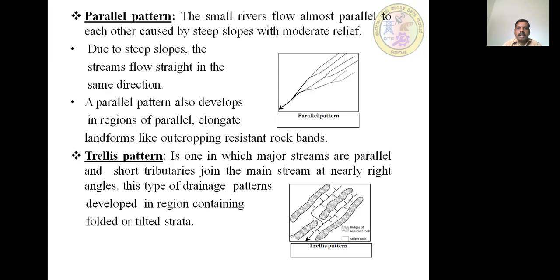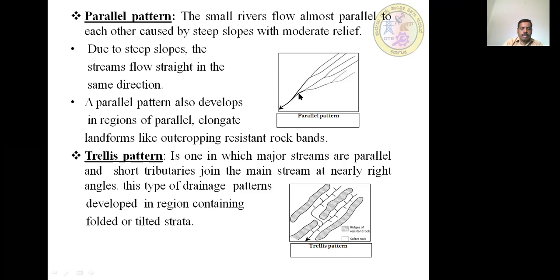Next one is parallel pattern. The small rivers flow almost parallel to each other, caused by a steep slope with moderate relief. Due to steep slopes, the streams flow straight in the same direction. A parallel pattern also develops in regions of parallel elongate landform like outcropping resistant rock bands. So you can see the parallel streams in the diagram.